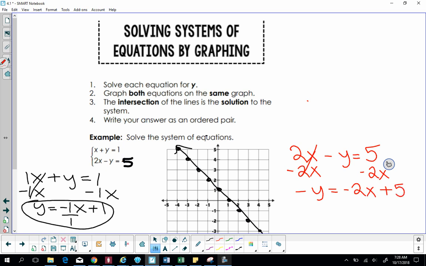Now, what's the invisible coefficient that's next to that line? 1, because now there's a negative. So I'm going to have to divide to get y by itself. So I need to divide each term by negative 1. That just changes the signs. So I end up getting y equals 2x minus 5. So that's just going from standard to slope-intercept form.